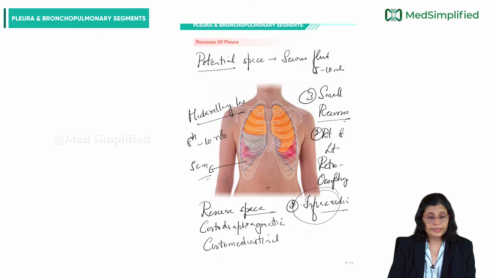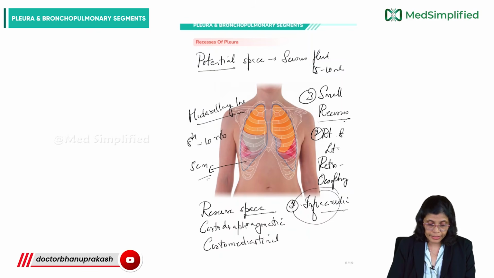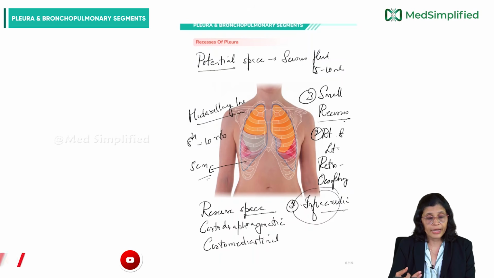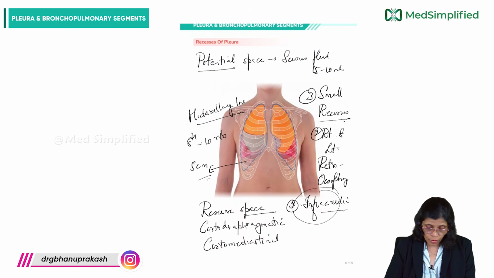These recesses are the most dependent parts of the pleural cavity. Whenever there is pleural effusion, that is a collection of excess serous fluid in the pleural cavity, we first see it in the costodiaphragmatic recess because it is the most dependent part. Then we have the costomediastinal recess.